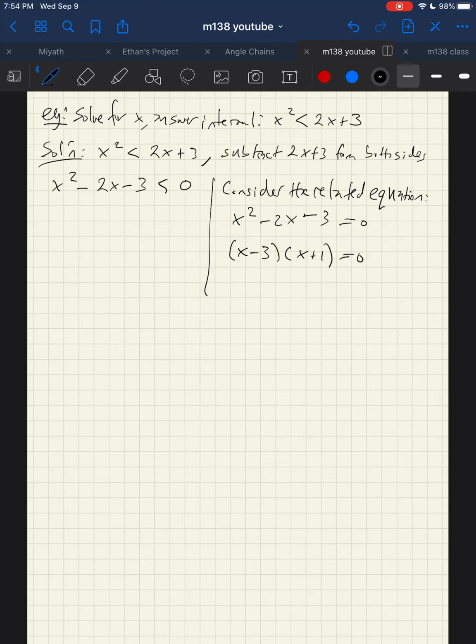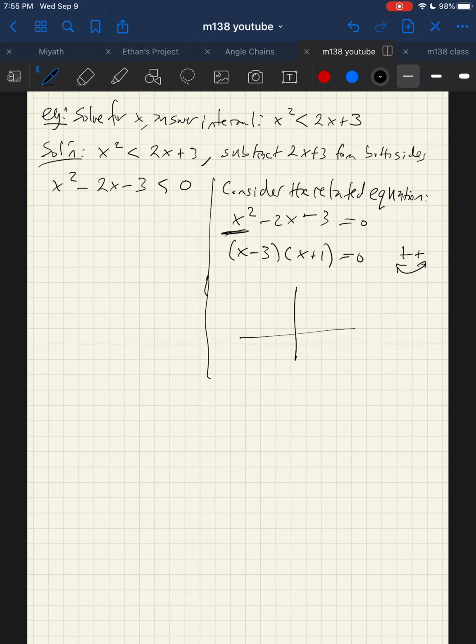Now, if you want, pause the video and check that that's indeed what it factors into. But what do I know about this? Well, I know that this is a quadratic, so I can do a quick sketch, and I know it's going to be either a parabola that opens up or opens down. Now, if the coefficient is positive, smiley face opens up, right? So I know that I'm going to have a parabola that opens up.